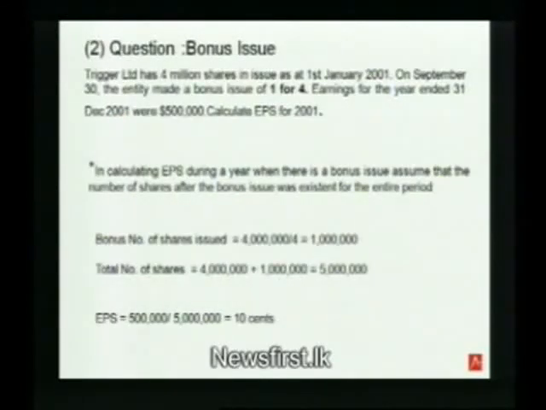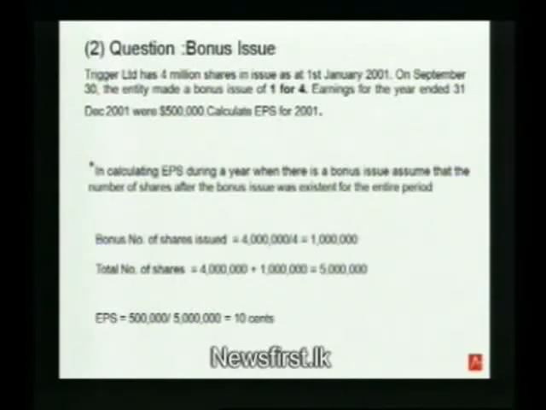In the case of a bonus issue, please note that a bonus issue does not involve any money coming into the group. Therefore the adjustment would be done in this way. We'll assume as if these shares were there throughout the life of the company, that is the period before the issue of the bonus, and obviously the period after. So if I take a simple example, T Limited has 4 million shares in issue as at 1st January 2001. On September 30th, the entity made a bonus issue of 1 for 4. Earnings for the year ended 31 December 2001 was 500,000. Calculate the EPS for 2001.